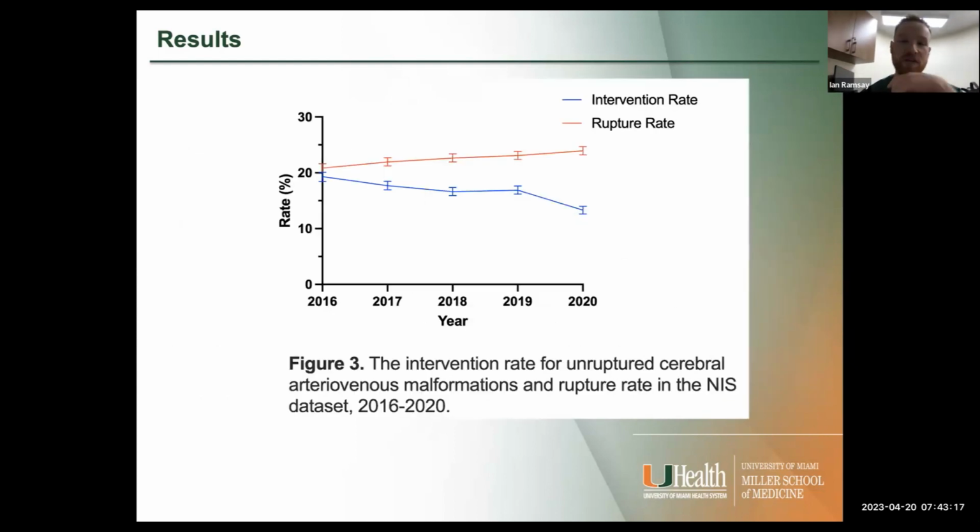And lastly, we see that there's really a monotonic increase from 2016 in rupture rate, and also a monotonic decrease in intervention rate. But you see that in 2020, there's like this kind of inflection. And we did a linear regression to correspond intervention rate and rupture rate, and the association was statistically significant with an R squared of about 0.88.